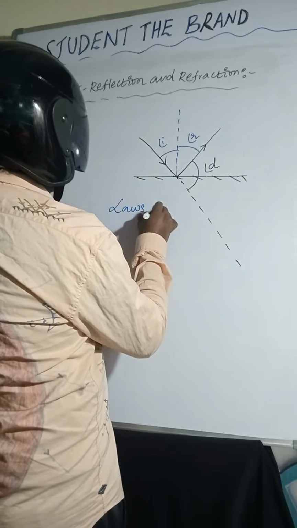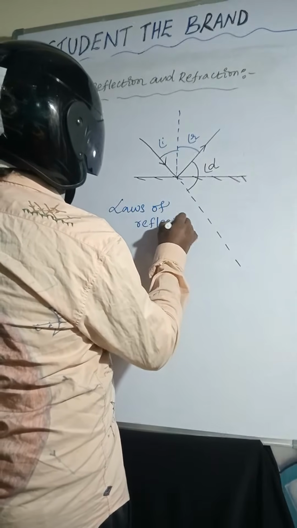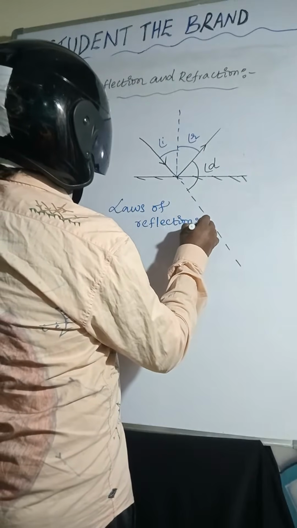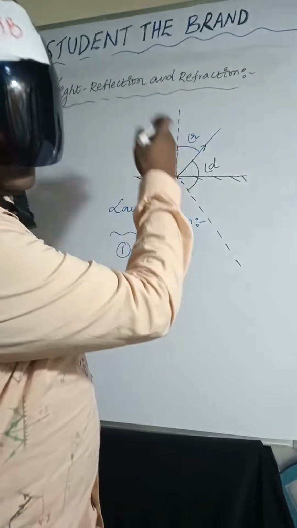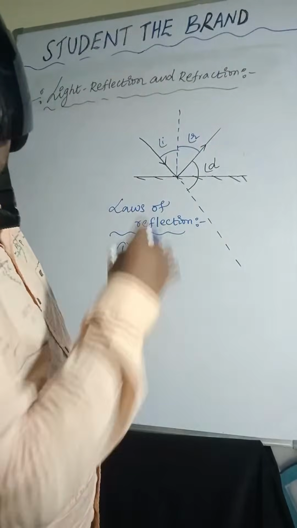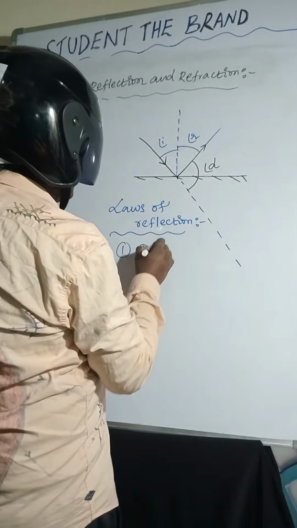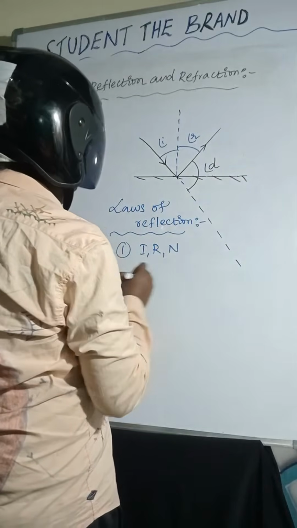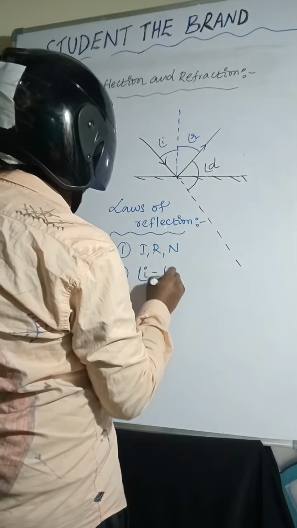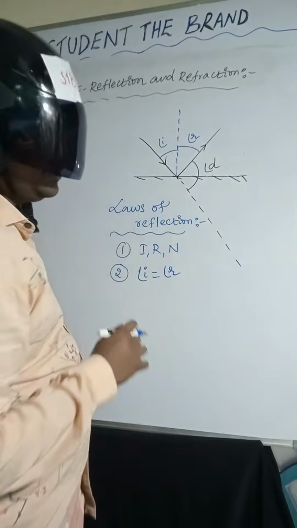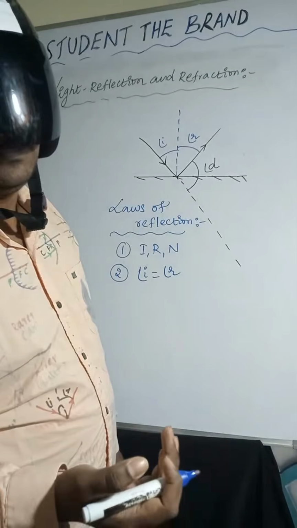Laws of reflection. The first one: the incident ray, reflected ray and normal line lie in the same plane. The second: the angle of incidence is equal to the angle of reflection.